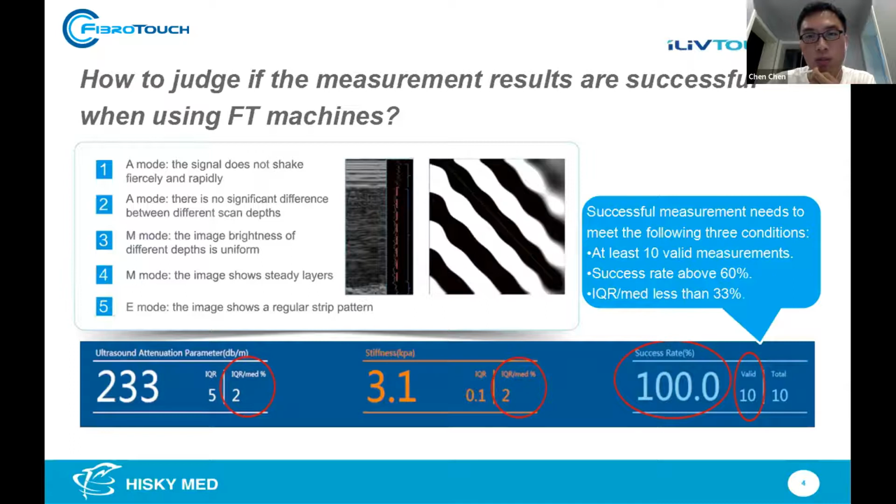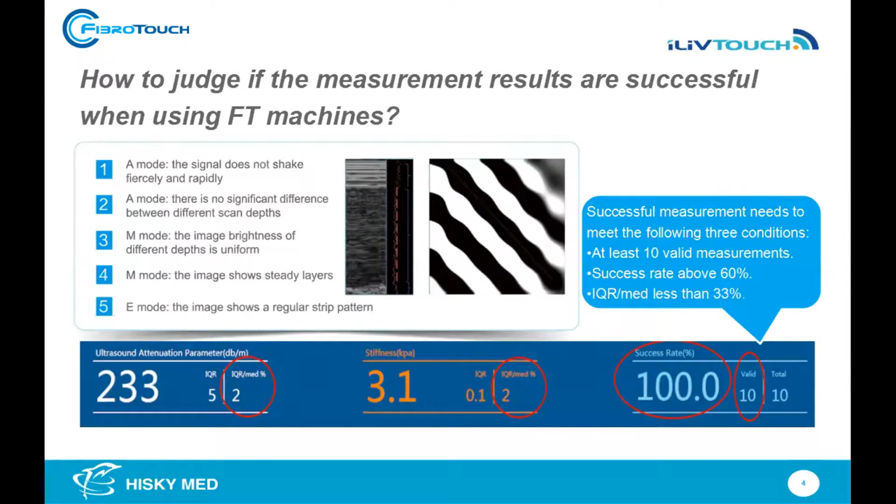Why? Because we need the 10 valid measurements, because all the results we get are the median results. The median result means it's not the average result. The median result means we queue all the results from the smallest to the largest, and we choose the result in the middle. So it will just remove those very large results and very small results. So we need 10 valid measurement results, and then we get the median result. So that would be accurate.